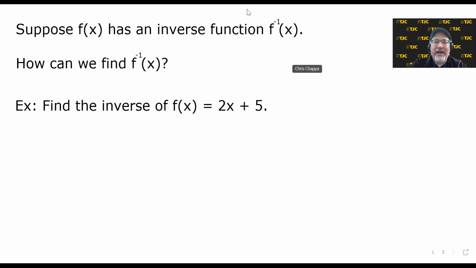All right, but we didn't answer how to find an inverse function. For example, suppose f of x has an inverse function. I do want to remind you that the notation for the inverse of a function looks like this.